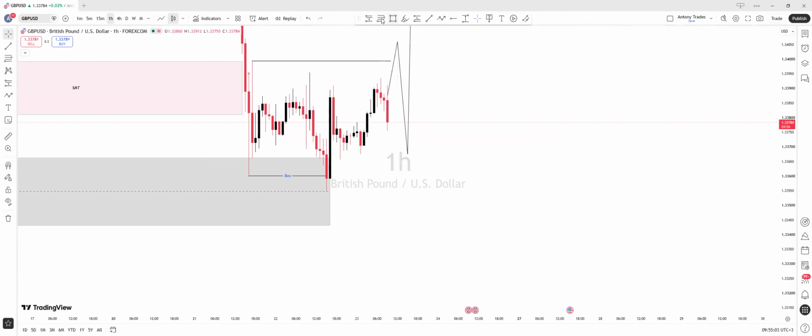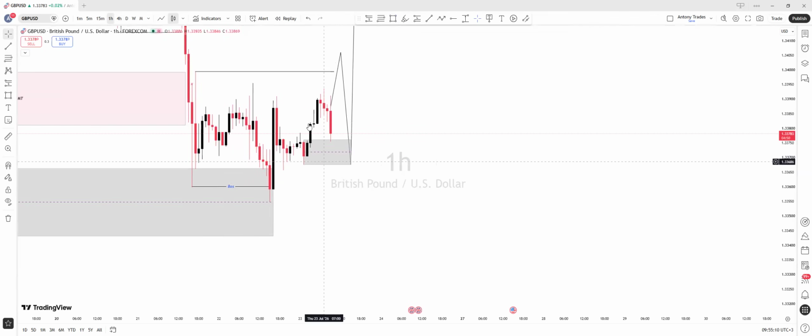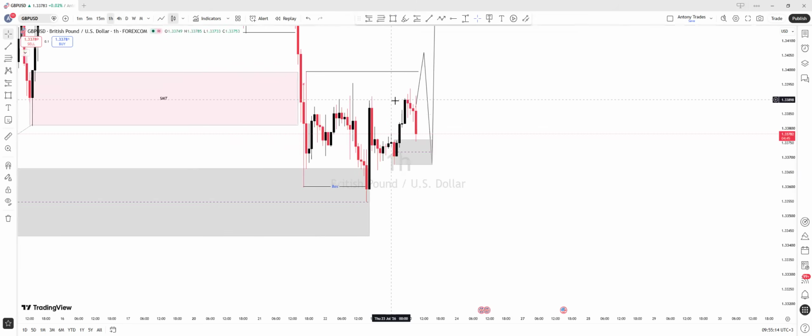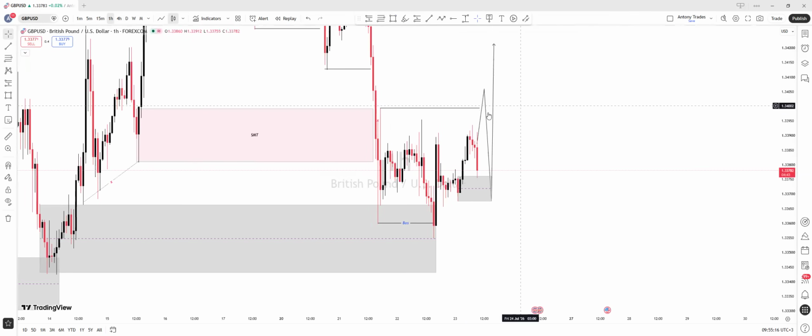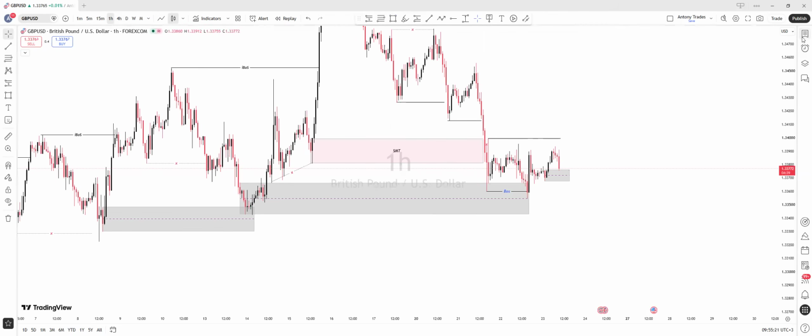So once we take out this high, this was supposed to be an order block. The market has already tapped into it, but unfortunately, we need to wait and see what the market will do first. First of all, the market has to give you that change of character. If you don't see that, don't take any buy at this point in time. Okay, so that is it on this pair.